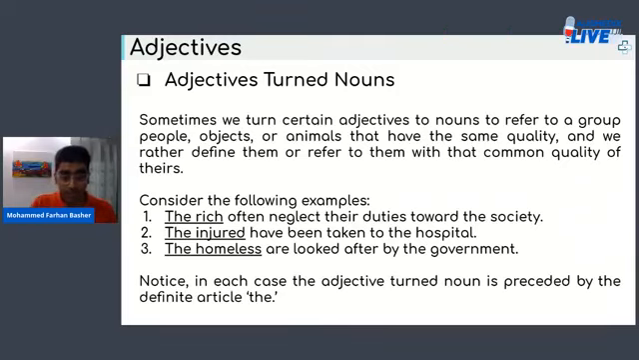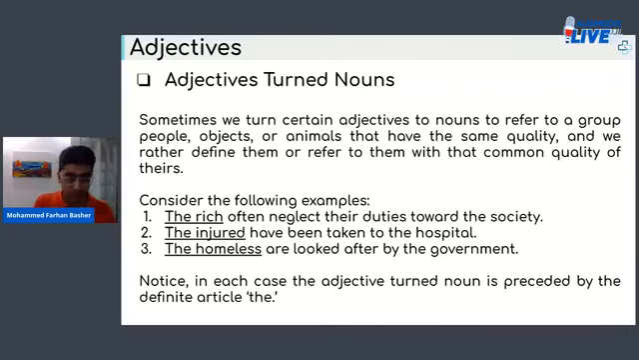Or the injured. When I say the injured, I don't mean a singular person. I don't mean an individual who may have been injured. I mean a number of people who have been injured. So I refer to them not as the injured people, but I could just say the injured. However, if you do say the injured people, there will be nothing wrong. Okay, but you could just say the injured, and you will make enough sense if you do so. So you could say that the injured have been taken to the hospital.